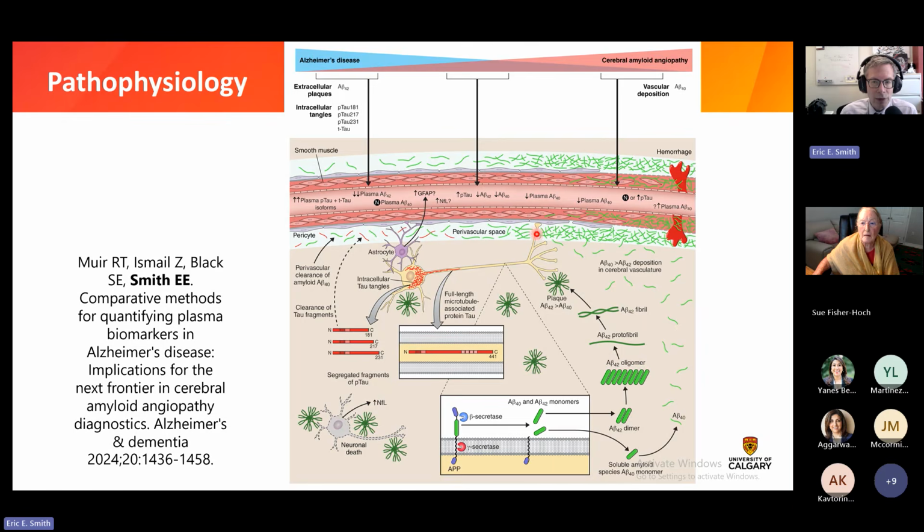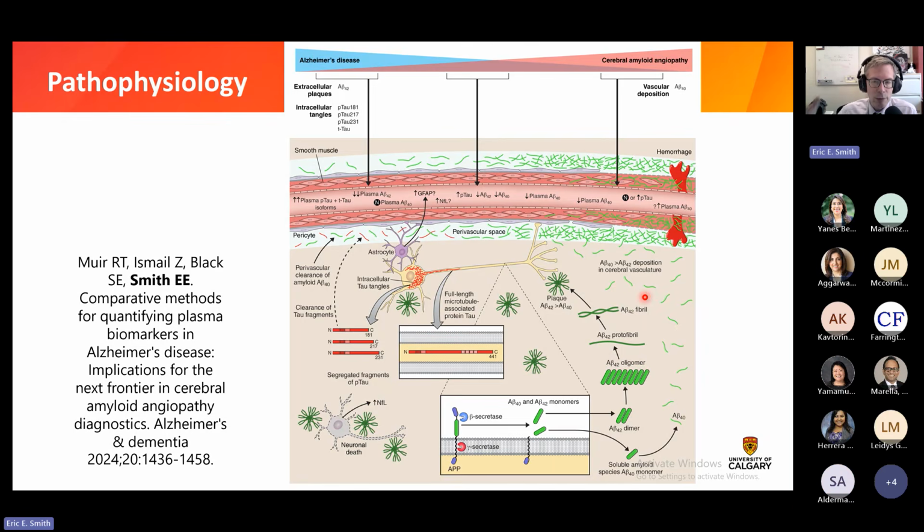And this can occur both in vessels within the brain to cause intracerebral hemorrhage. It can affect the vessels on the surface of the brain to cause convexity subarachnoid hemorrhage, or silent evidence of past subarachnoid hemorrhages visible as cortical superficial siderosis.